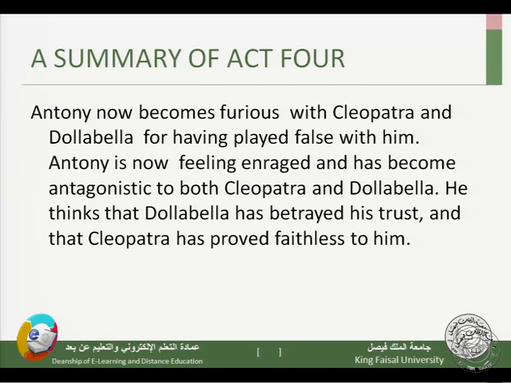Antony is now feeling enraged and has become antagonistic to both Cleopatra and Dolabella. He becomes against them, hating them. So he becomes antagonistic to both Cleopatra and Dolabella. He thinks that Dolabella has betrayed his trust and that Cleopatra has proved faithless to him. Again, why is he angry and why is he furious? Because he thinks that Dolabella has betrayed his trust and that Cleopatra has proved faithless to him.